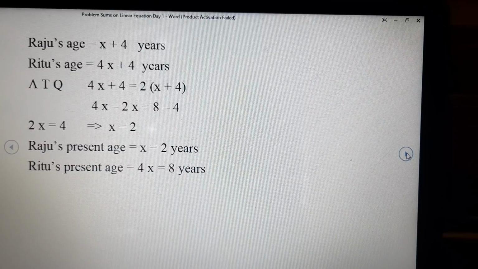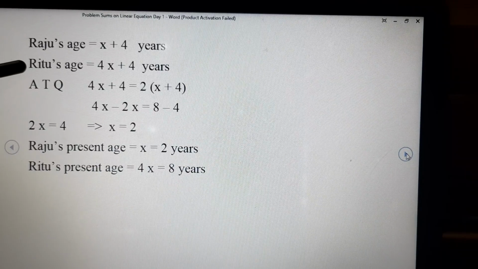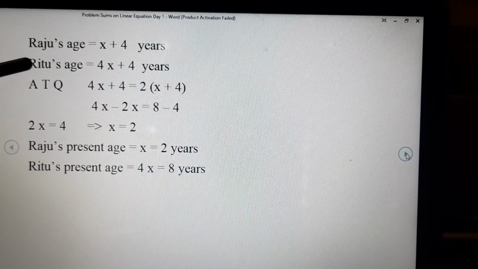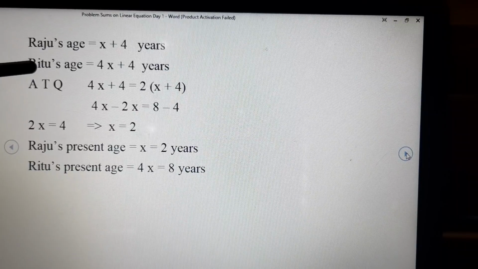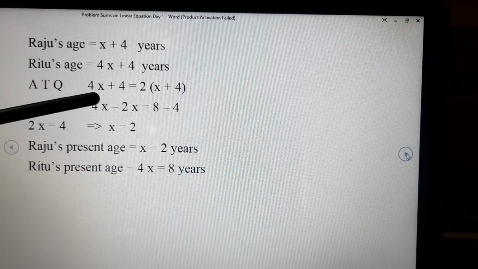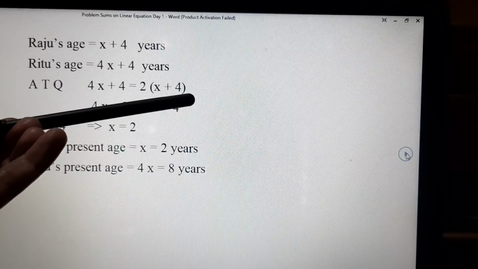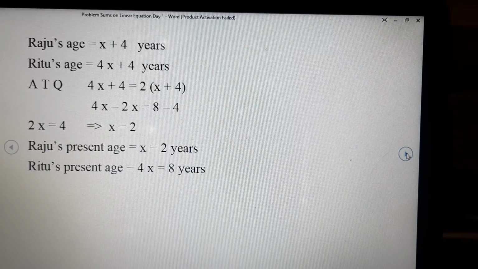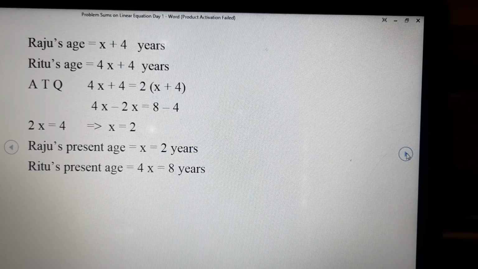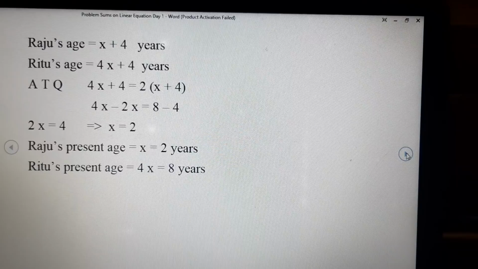Now they are saying after 4 years, Ritu will be twice as old as Raju. Okay, Ritu's age is 2 times Raju's age. So one side we will write Ritu's age, the other side we will write Raju's age. And we have to make them equal. तो equal करने के लिए क्या करना पड़ेगा? We have to increase the smaller quantity. Are you getting it? Then only it will be equal to the bigger quantity.